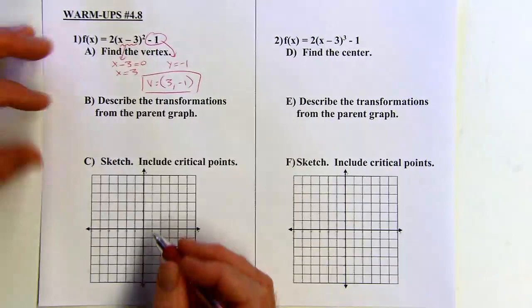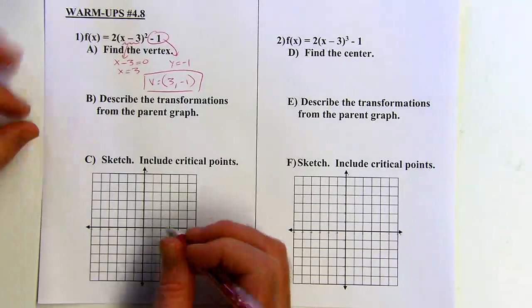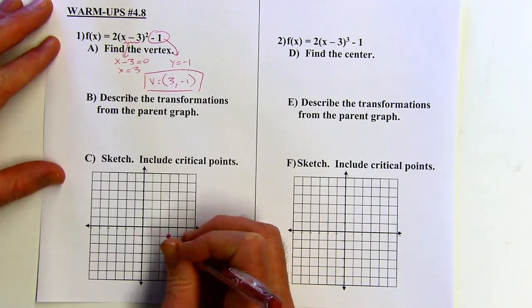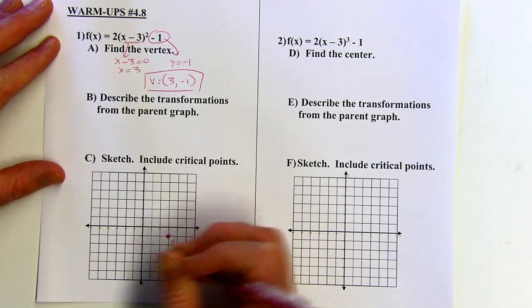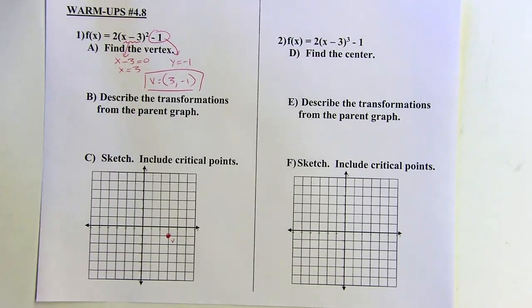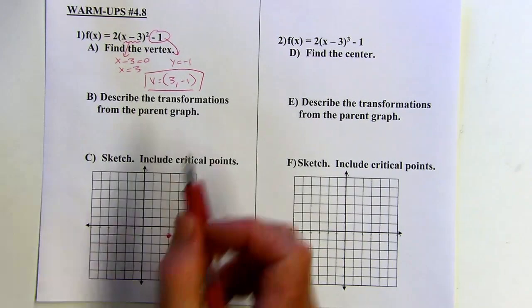Okay, so I'm going to go ahead and plot that for part C. So (3, -1) goes right here. That point is not going to move. That's my vertex. Okay, so put a little V by there so I don't forget to not move that. Okay, and then describe the transformations.